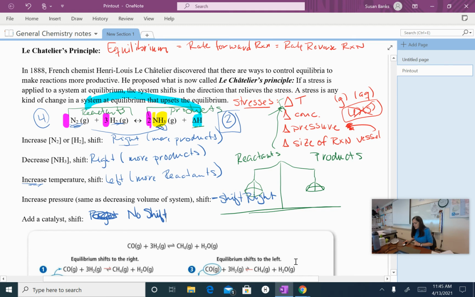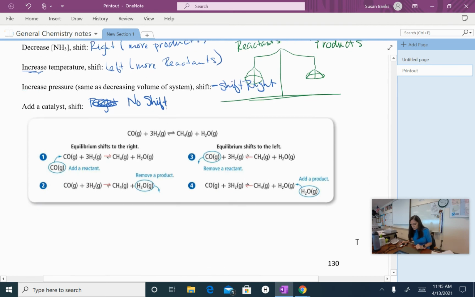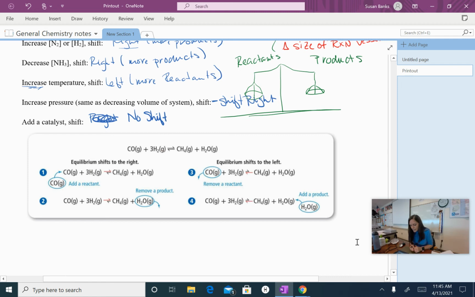Okay? All right, let's look at this chart really quick here. So if I want to take this carbon monoxide and 3 hydrogens and make methane and water, notice these are all in the gas state. If I want to shift to the right, I'm going to add a reactant that makes that reactant side really heavy, so I need to make more products. Or I can remove a product, which makes the product side really light, and I'm going to have to make more product to shift right.